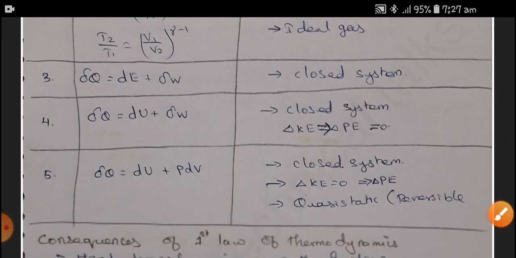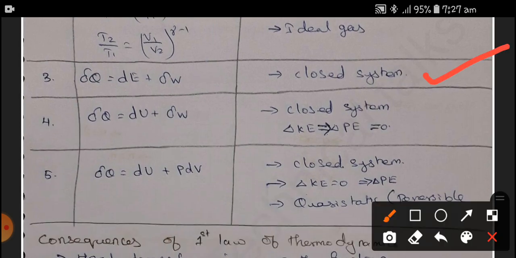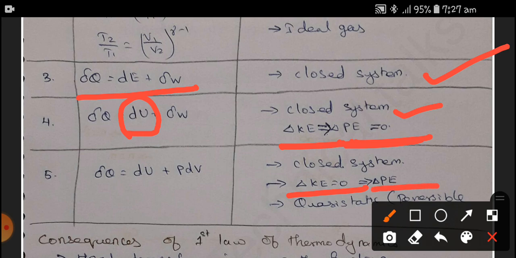If I say it is a closed system, del Q is equal to del E plus del W, and a closed system having kinetic energy, whereas potential energy is zero. That is why the change in energy, that is internal energy, comes into the picture. If kinetic energy is zero and potential energy is there, for the quasi-static process of a closed system, instead of del W we put P dV.